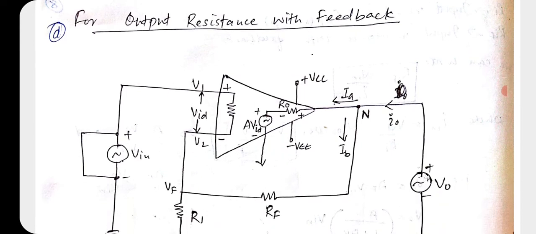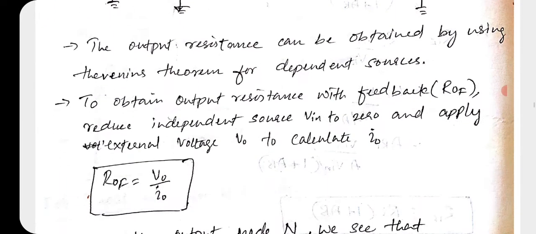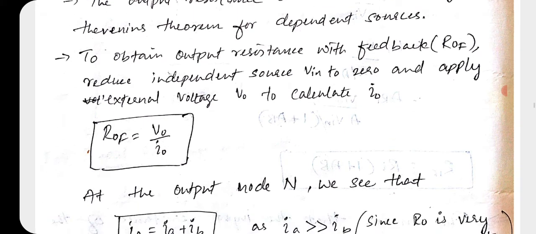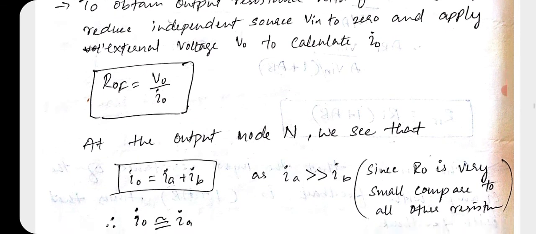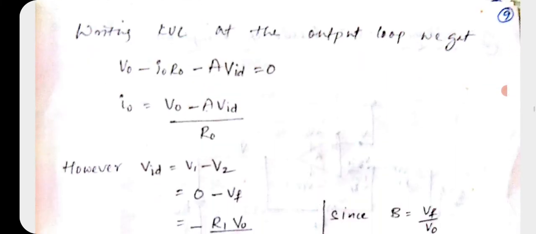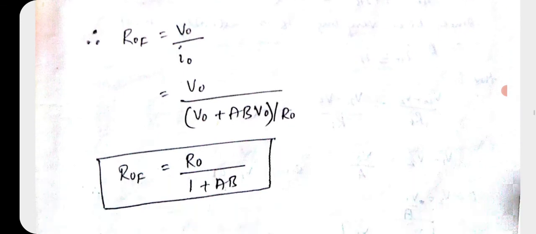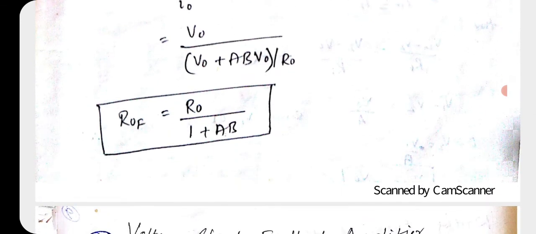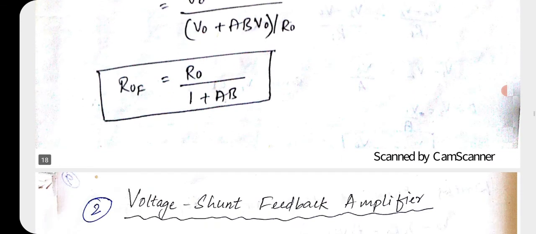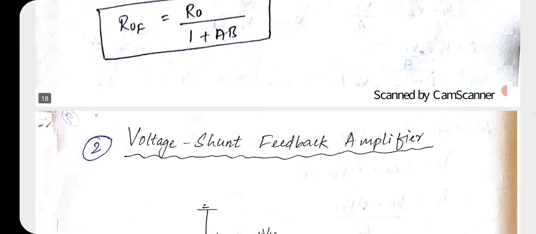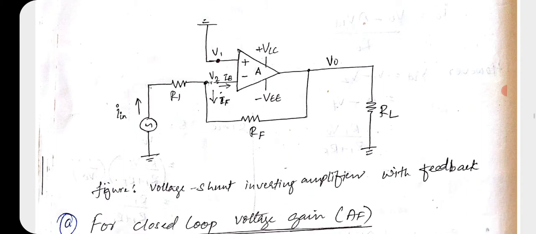Similarly, output resistance with feedback, ROF, F stands for feedback, R0 stands for output resistance. So with this simple derivation, you will obtain this as ROF equal to R0 divided by 1 plus AB. Okay. Similarly, voltage shunt feedback amplifier, wherein we use an inverting amplifier with feedback.